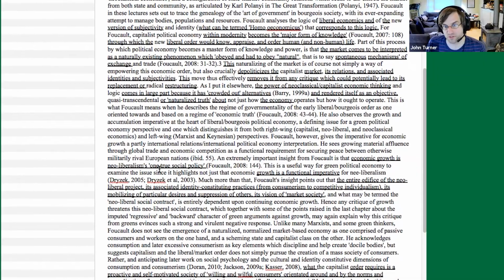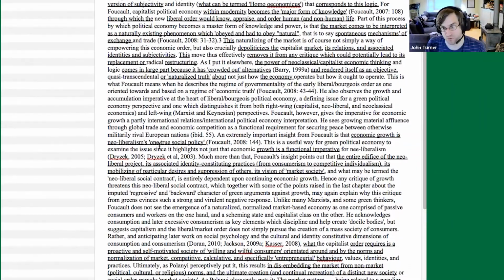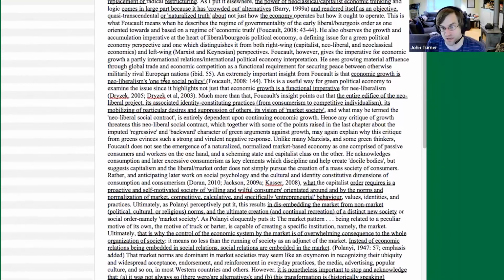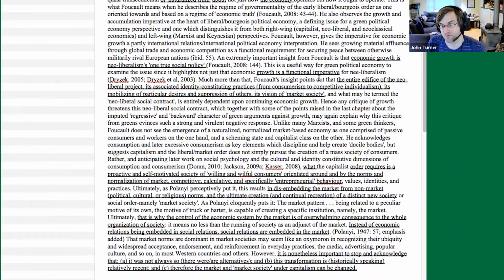Economic growth is neoliberalism's one true social policy. Growth is a functional imperative. The entire edifice of the neoliberal project, its associated identity-constituting practices, from consumerism to competitive individualism, its mobilizing of particular desires and suppression of others, its vision of market society. What order requires is a proactive and self-motivated society of willing and willful consumers oriented around and by the norms and normalization of market, competitive calculation, and specifically entrepreneurial behavior.